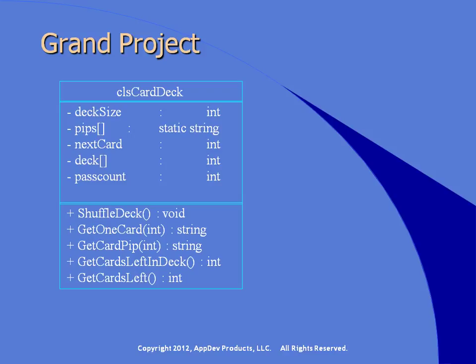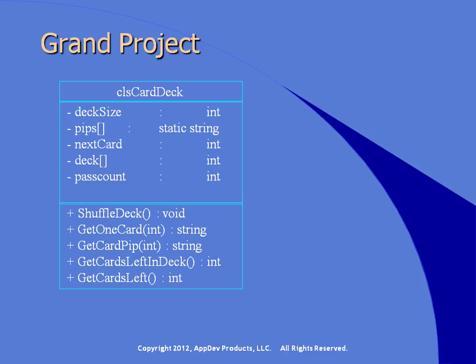and the reason is because pips is a read-only data item. And almost any time that I have a read-only data item, I'm going to make it static. Because what that means is that no matter how many objects are instantiated of this class, there's only going to be one pips array. And that makes sense. Even if I have 100 people playing this card game at the same time, we don't need more than one pip array. They can all draw from it because they're only reading it.